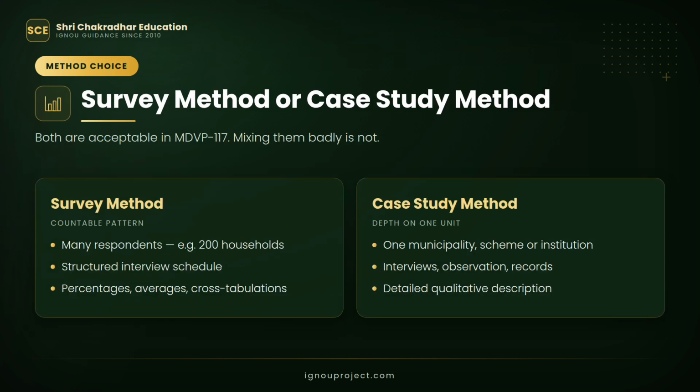1 decision remains. Survey or case study. Choose the survey method when you want a countable pattern across many respondents. For example, awareness across 200 households. Using a structured schedule and simple statistics such as percentages, averages, and cross-tabulations. Choose the case study method when you want depth on one unit, such as the waste management system of one municipality, using interviews, observation, and records. Both are acceptable. Mixing them badly is not.